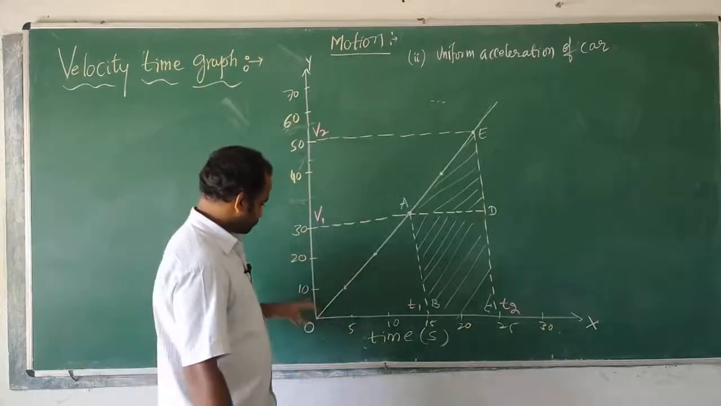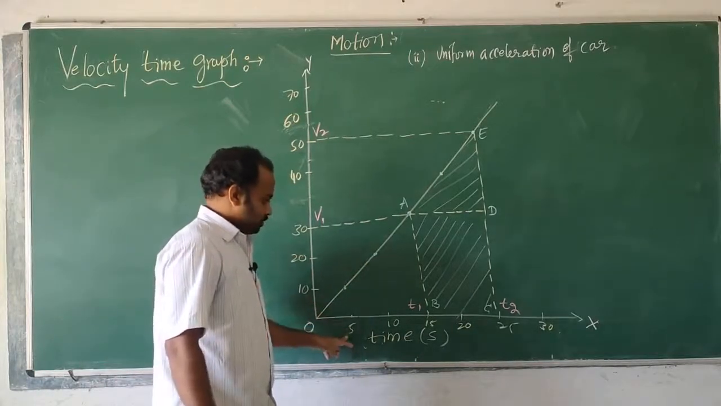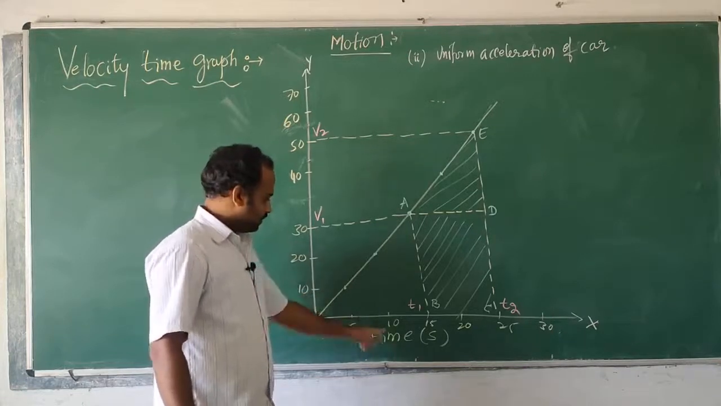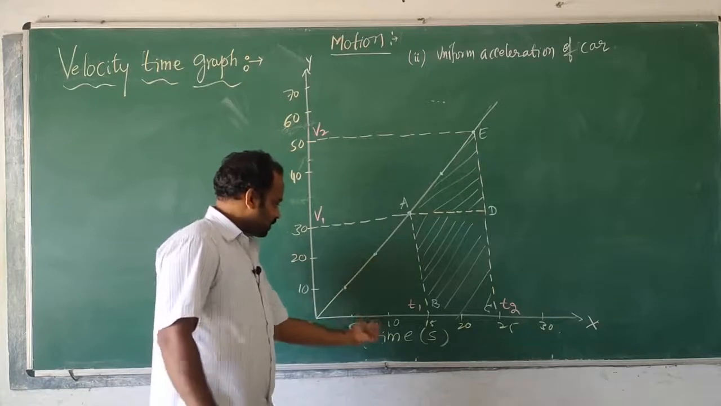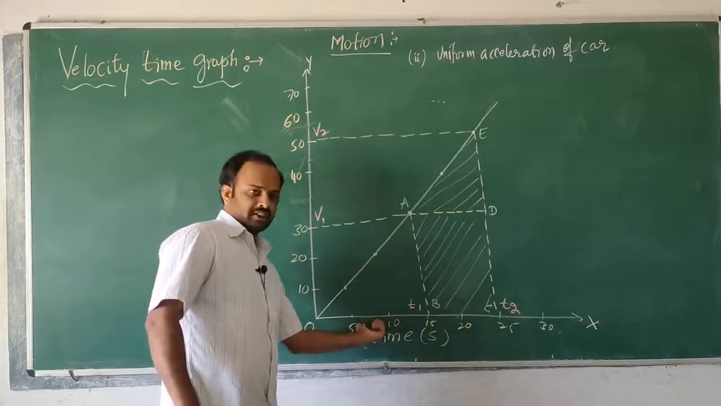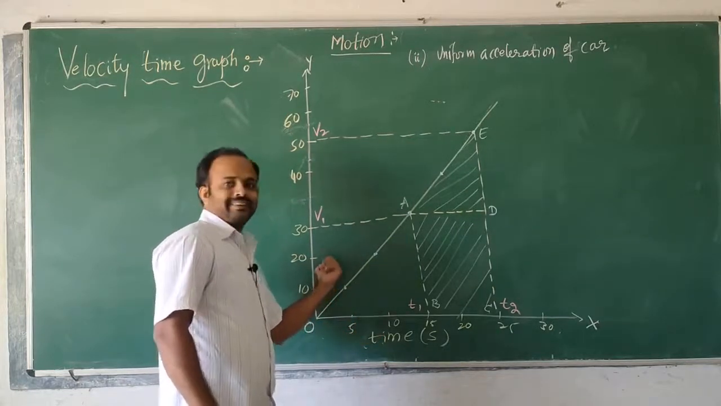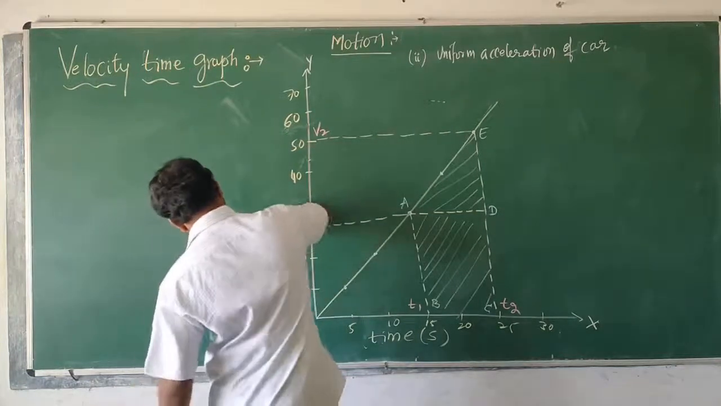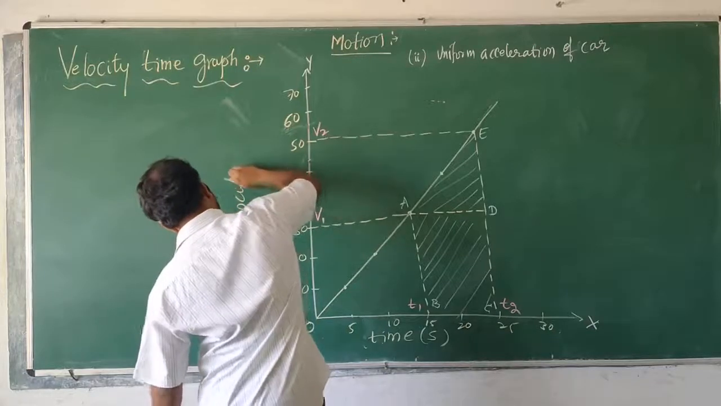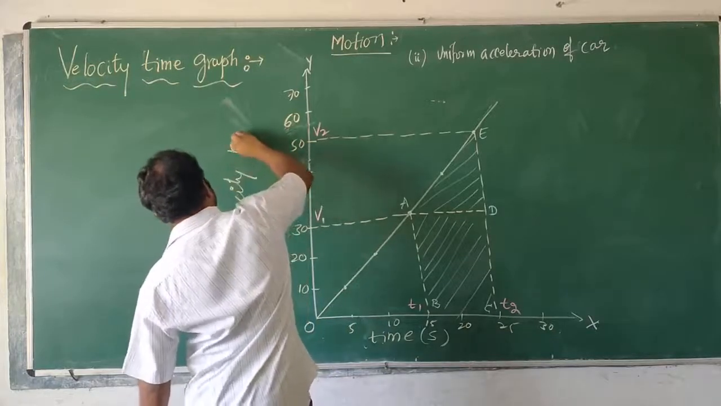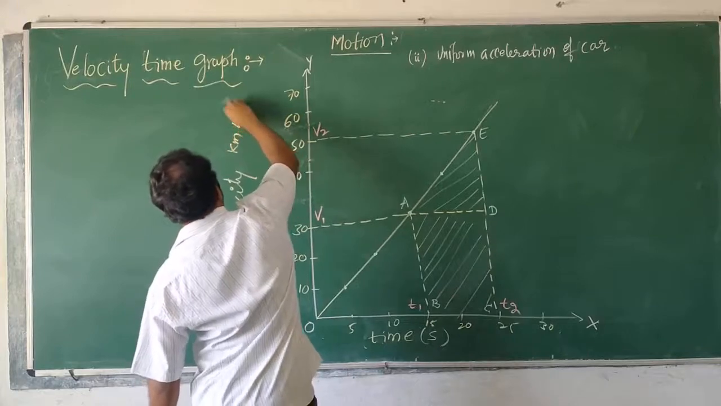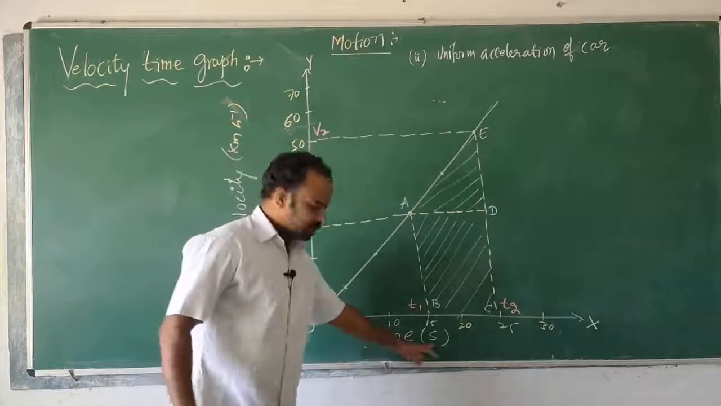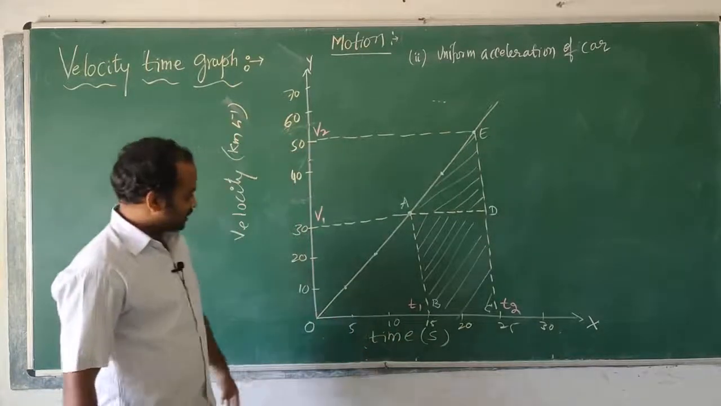Look here. For 5 seconds, acceleration is 10. For 10 seconds, acceleration is 20. Here to here the time is 5 seconds, here to here is 10. Here we have taken velocity in kilometers per hour, and time we have taken in seconds. Look here.